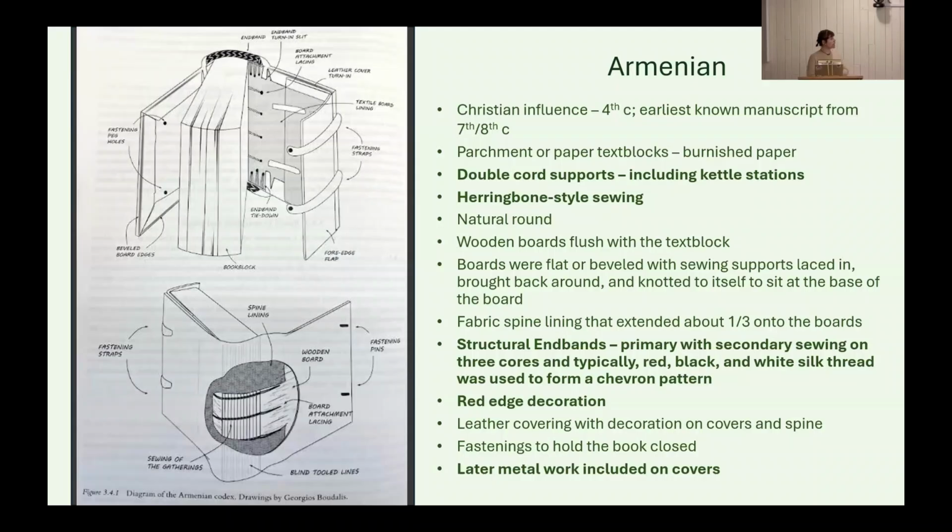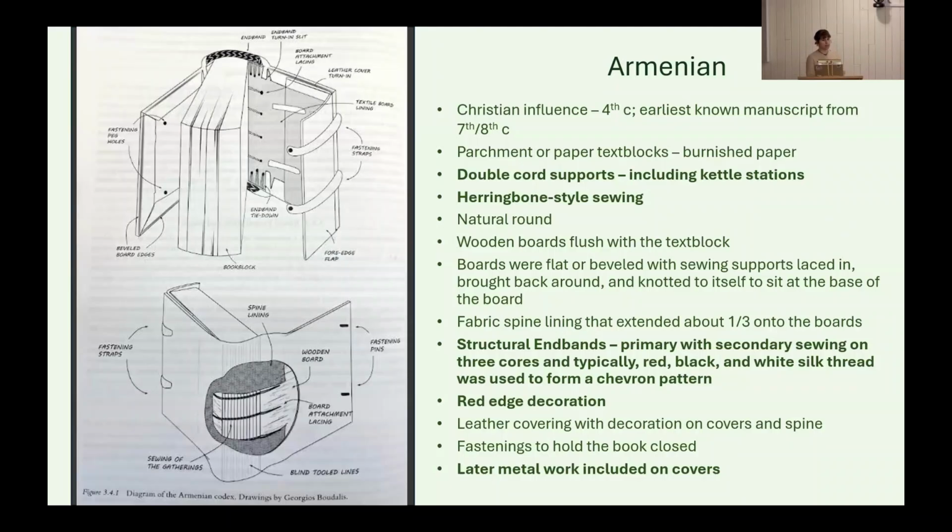So it was parchment and then paper text block. So paper is a resource that is coming westward from China. So we know those travel routes are open and being explored. They begin to use double cord supports. And you can see in that diagram, there's a raised support that the sewing goes around and that sort of stops the thread from pulling through the paper so easily. There are wooden boards that end at the same dimensions as the text block that could be shaped. But they were also importantly connected to the text block via the sewing supports.